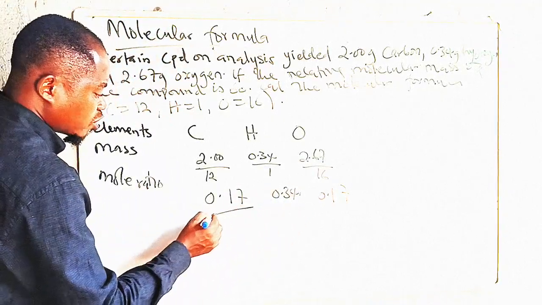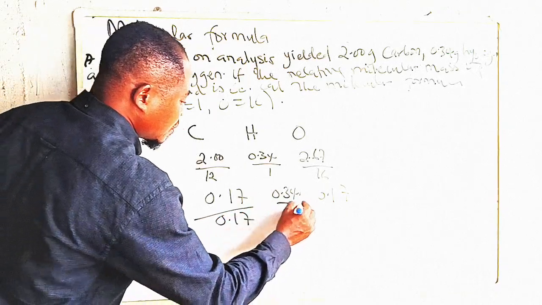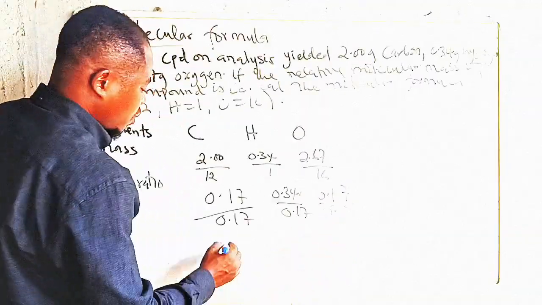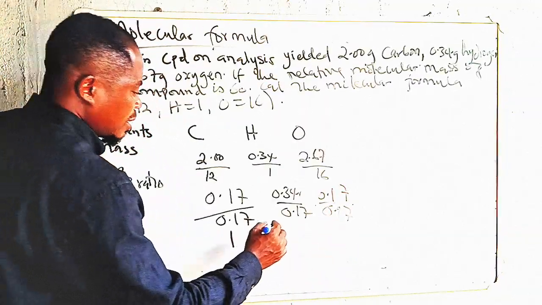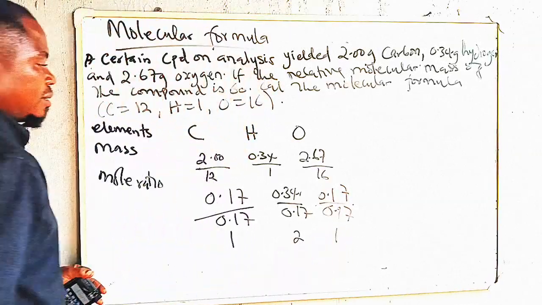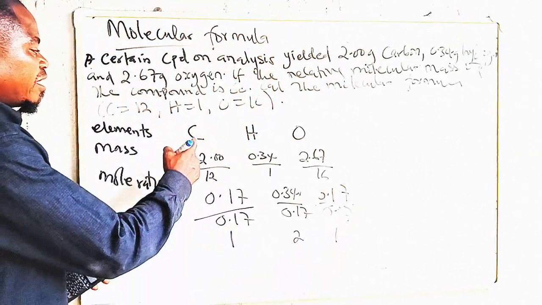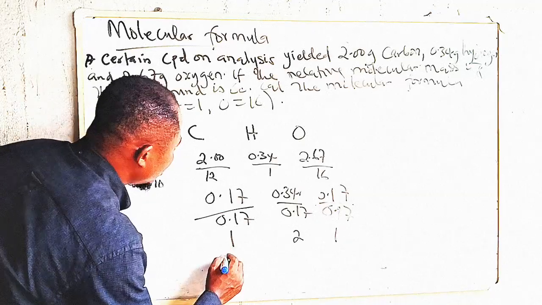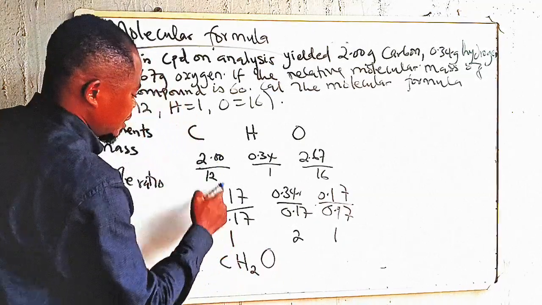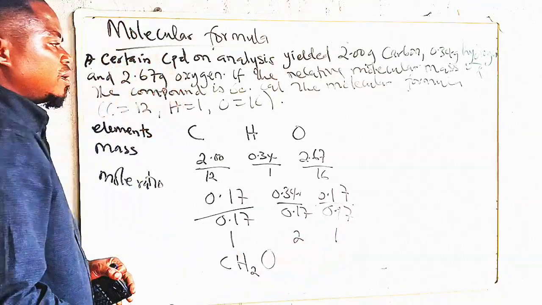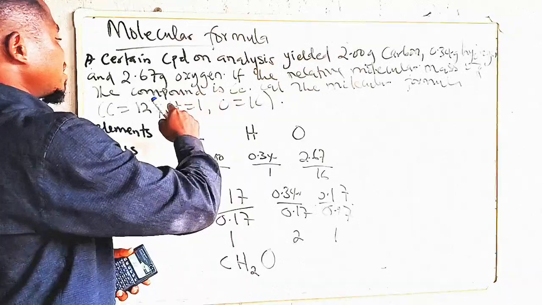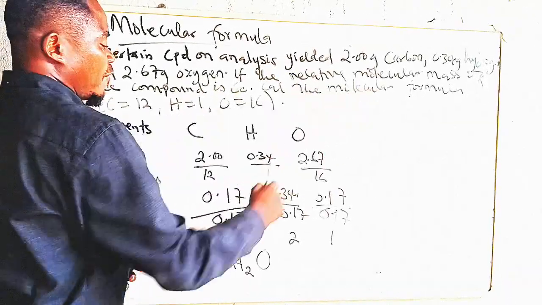Now, we divide through by the smallest number, which is 0.17. So here I'm going to have 1, here I'll have 2, and here I'll have 1. What does this imply? It implies that the empirical formula of this compound is CH₂O. C is 1, H is 2, O is 1. But that is not the question. The question is, the relative molecular mass is given as 60, and we should calculate the molecular formula of the compound.